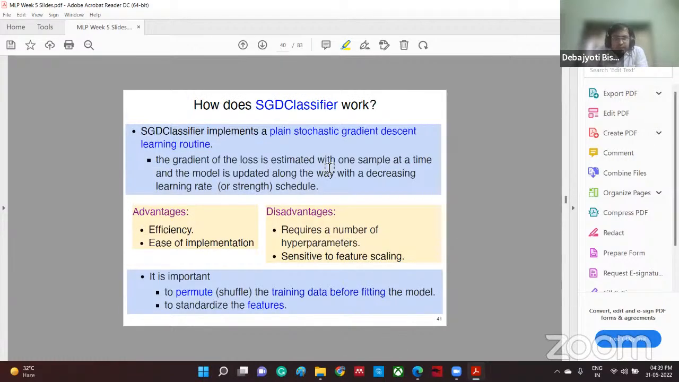How does SGD classifier work? This also sir has told, that it implements a plain stochastic gradient descent learning routine. So the gradient of the loss is estimated with one sample at a time. Then the model is updated along the way with a decreasing learning rate or strength schedule. Basically the loss gradient is estimated one sample at a time, and then the model is updated constantly. There are some advantages and disadvantages as well. The advantages are efficiency and ease of implementation. The disadvantages are that it requires a number of hyperparameters, and so on.